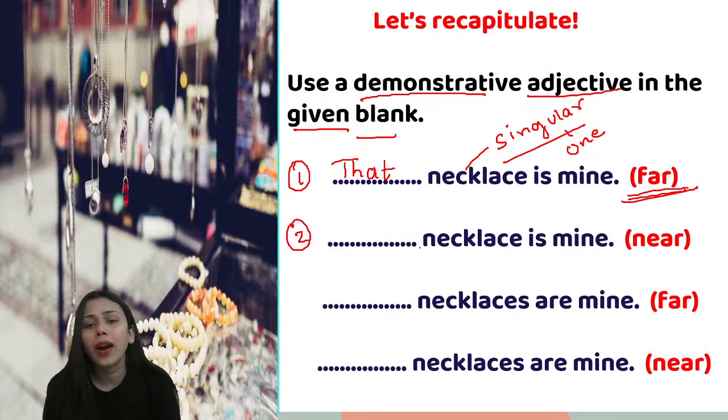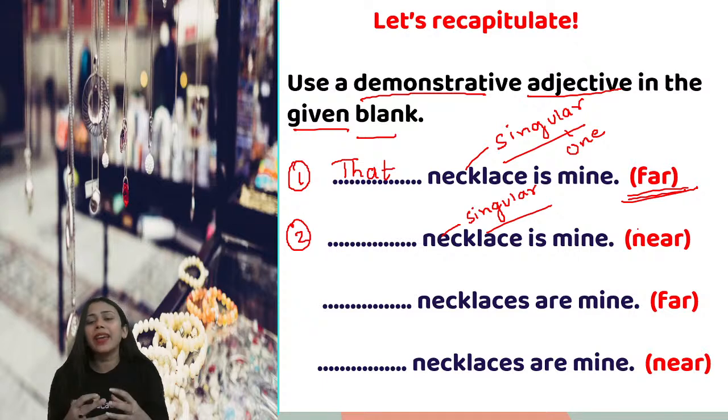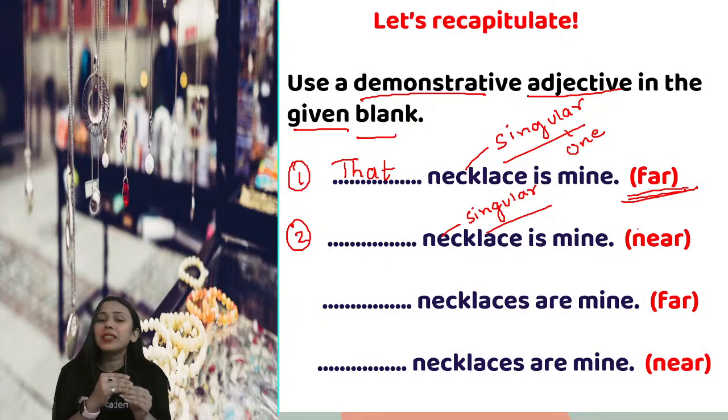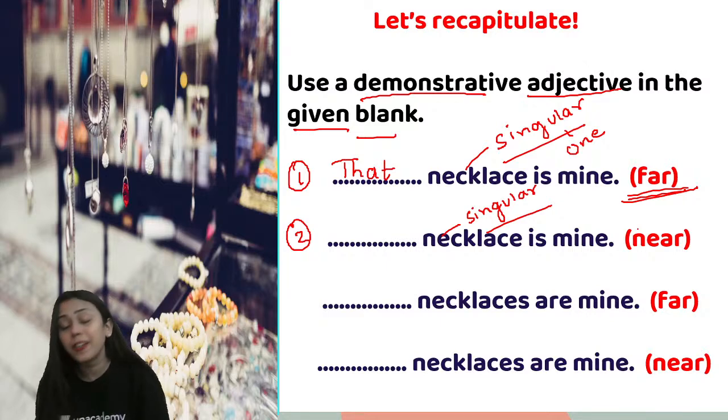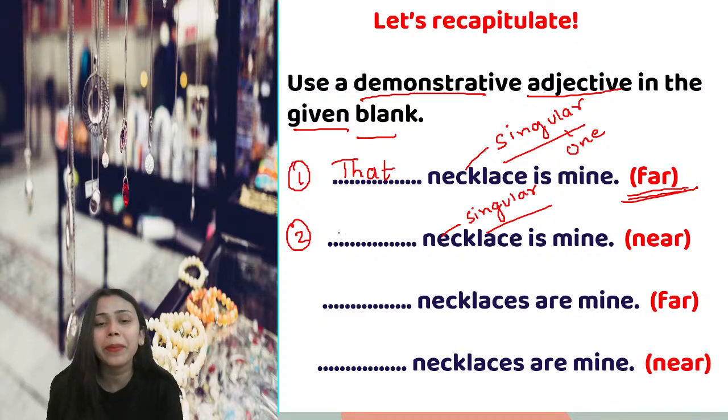Okay. Now second one. Dash necklace is mine. So here also noun is singular. यहाँ पे भी noun जो है वो singular है. Singular means one है. One noun we are talking about, which is near to us. Okay, near है, हमारे पास है. फॉर एग्जाम्पल दिस पेन. ये पेन जो है मेरे नियर है, पास है. तो पास के एक नाउन के लिए व्हाट डेमोन्स्ट्रेटिव एडजेक्टिव वी यूज? टेल मी. This? Yes, very good. You remember exactly what I taught you, Pari. Very good. Now the next one.